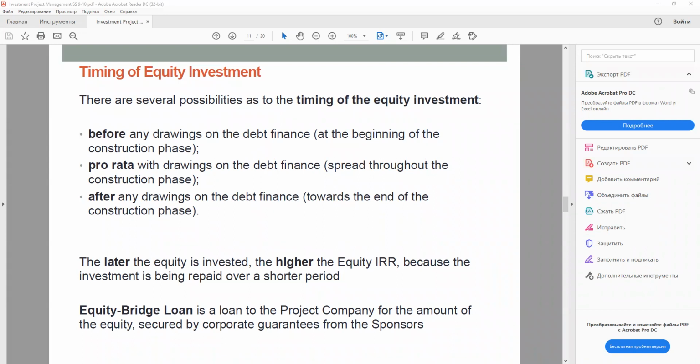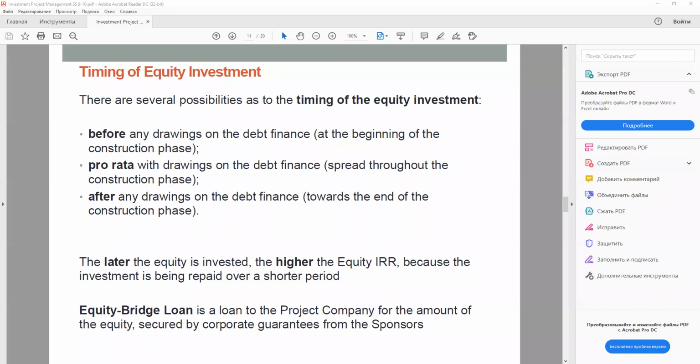So first, before any drawings on the debt finance, that is, at the beginning of the construction phase. Pro rata with drawings on the debt finance, that is spread throughout the construction phase. And after any drawings on the debt finance, that is towards the end of the construction phase. Most investors calculate their equity IRR based on cash investment, not on the funds they have at risk, but have not yet invested in cash.